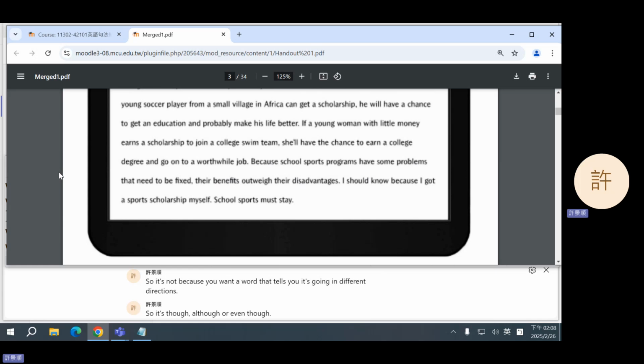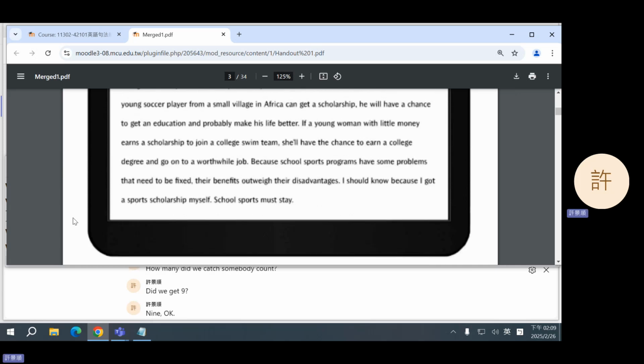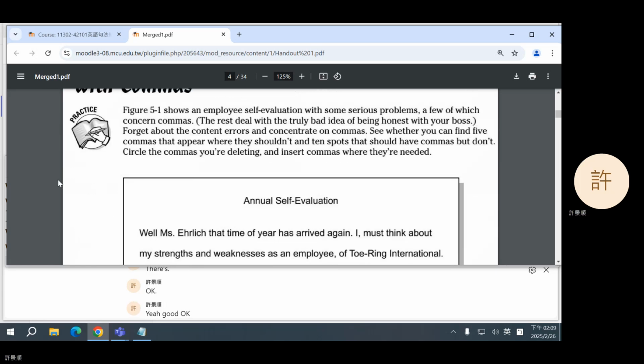Okay, questions about this page? How many did we catch? Somebody count. Did we get 9? 9? Okay, thank you. Okay, good. Next page.